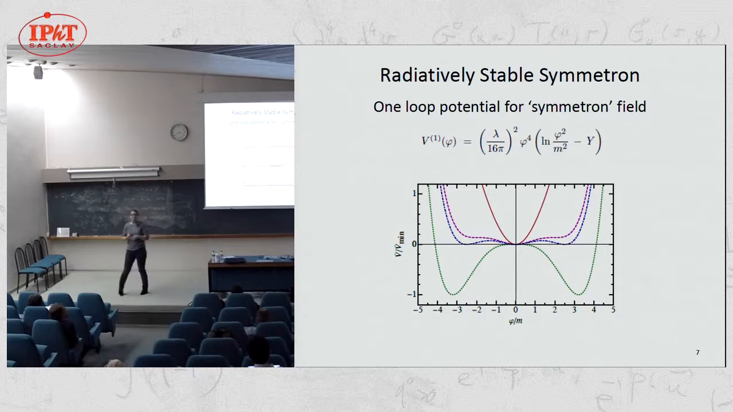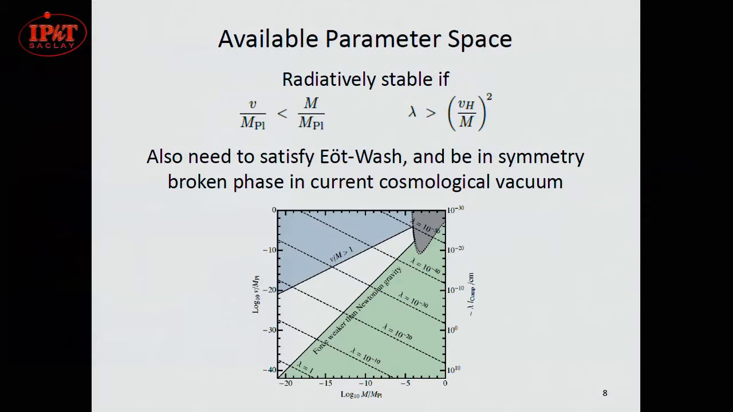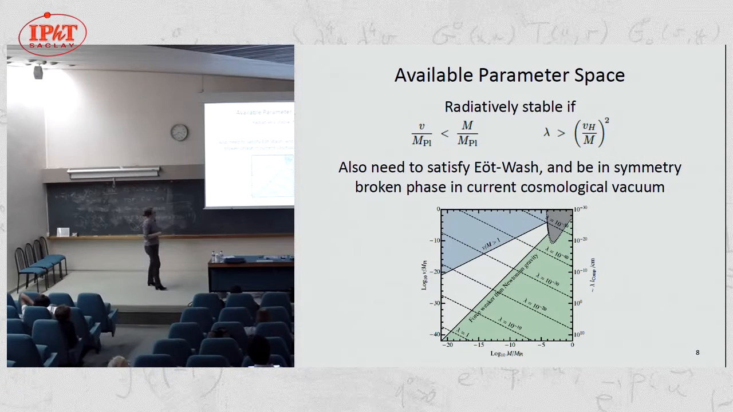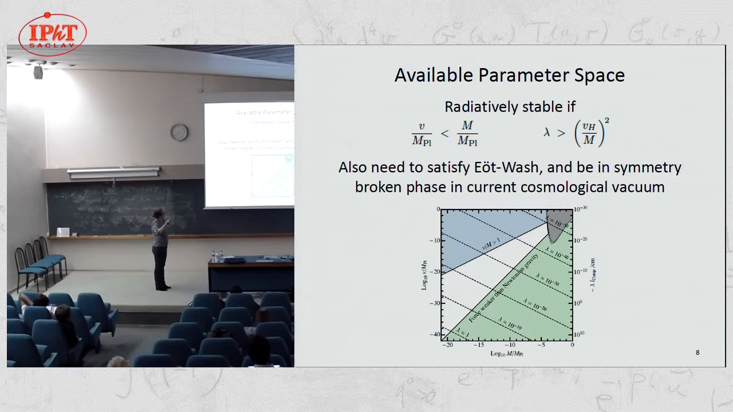But in practice, the phenomenology of this model is going to be almost identical to the one that we're used to for the symmetron. So then you can ask, okay, what is the parameter space for this model, and when is it radiatively stable? So these are the two conditions we have. One, to ensure that the higher order scalar loops remain small, and two, to ensure that the standard model corrections are small.